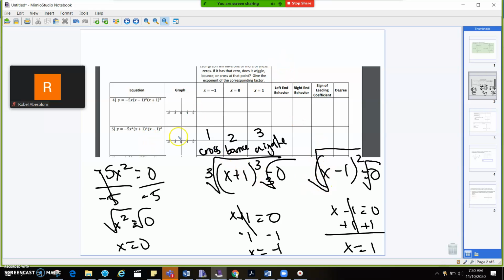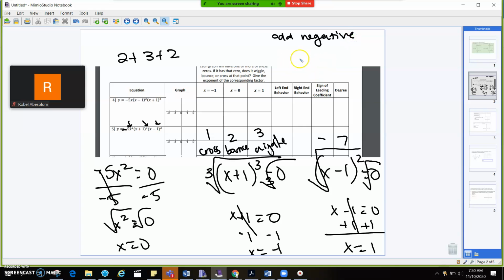Okay, so the sign of the leading coefficient, again, it's that leading term, which is going to be negative. And our degree is going to be 2 plus 3 plus 2, because I'm pulling those exponents. So 2 plus 3 is 5, 5 plus 2 is 7. So that's going to be an odd negative.